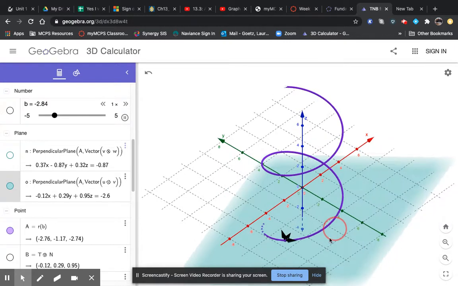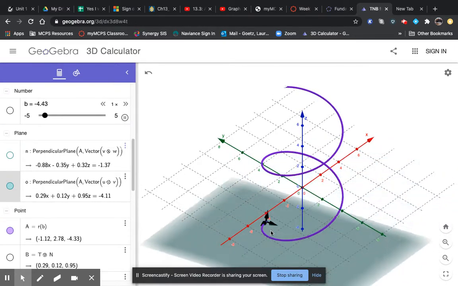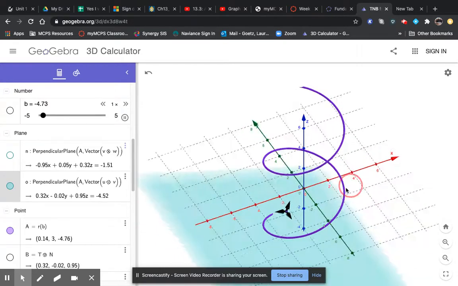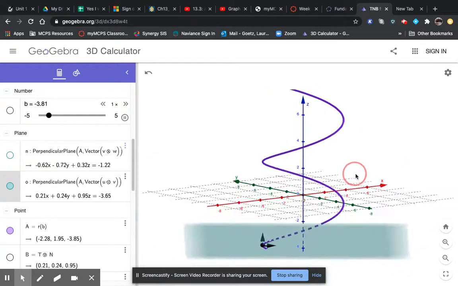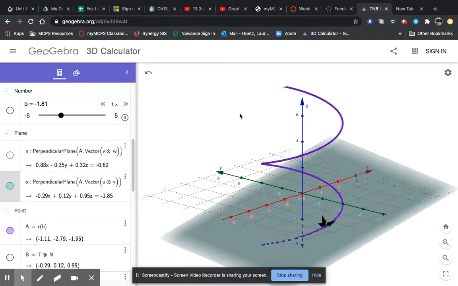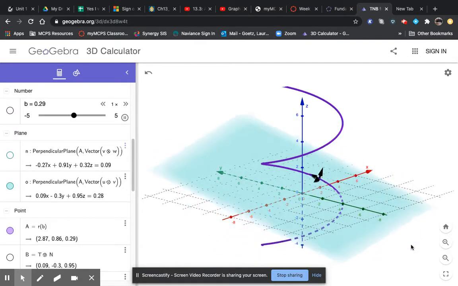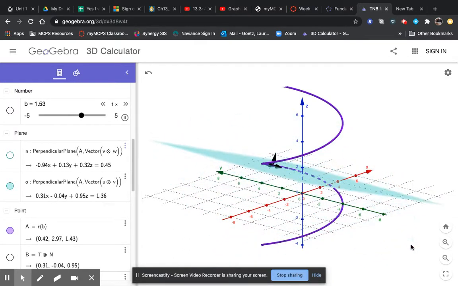Can you see the two vectors that the plane contains and the one vector that's not in it? And do you see how that plane moves as it flips?